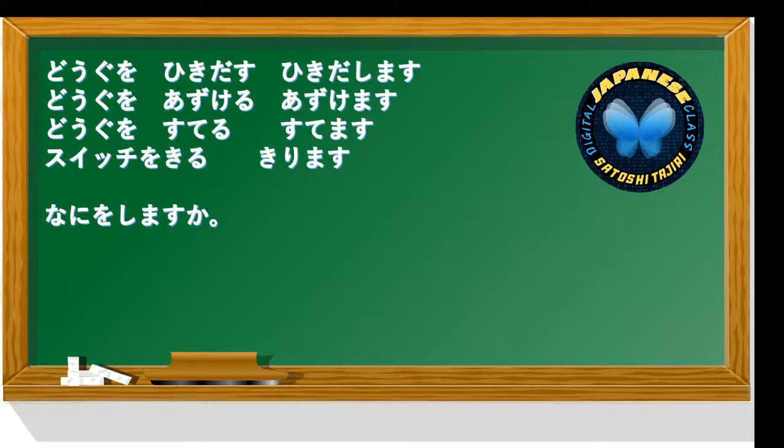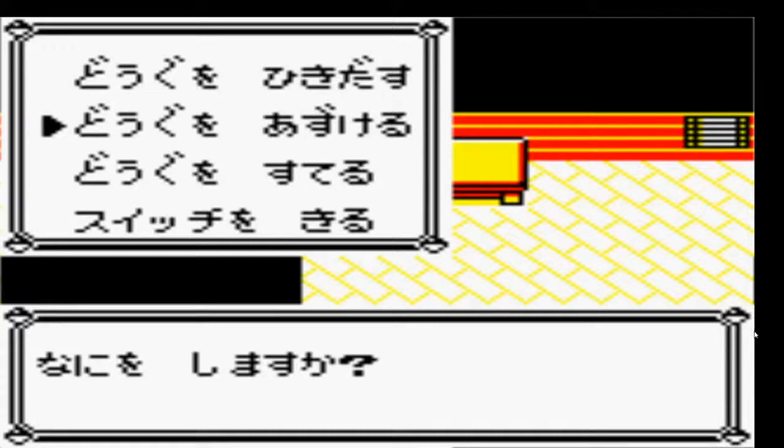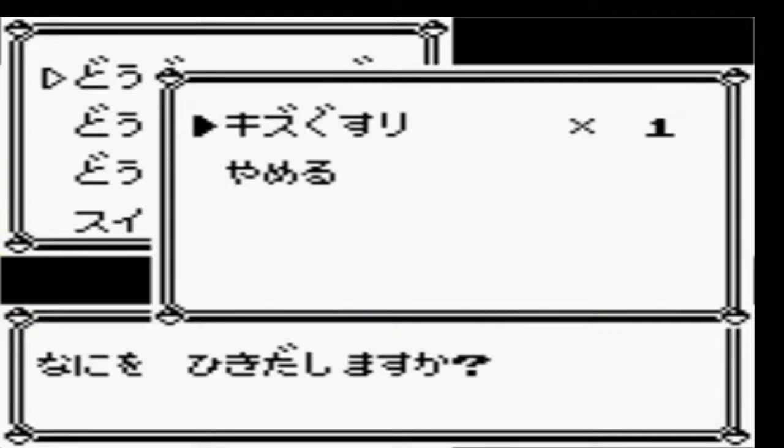Okay, so let's go now what we can do here. So first we have dogu wo hikidasu. Okay, so here are our items. We have kizu guzuri. Okay, which is actually potion. Kizu guzuri, and we have on the bottom part, which is yameru. Okay, yameru. So on the bottom, it shows there, nani wo hikidashimasu ka?